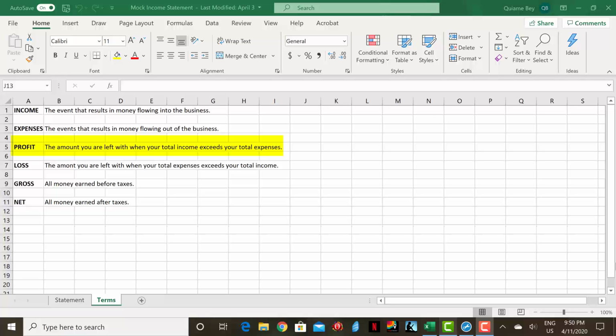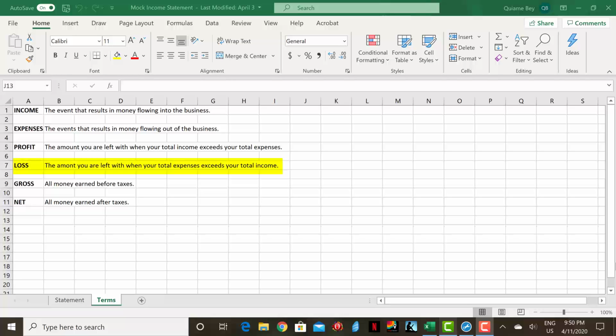Profit is the amount you are left with when your total income exceeds your total expenses. For example, if your total expenses for your business was $15,000 and your total income was $20,000, your business will have a reported profit of $5,000.